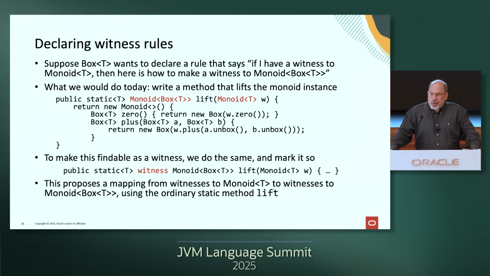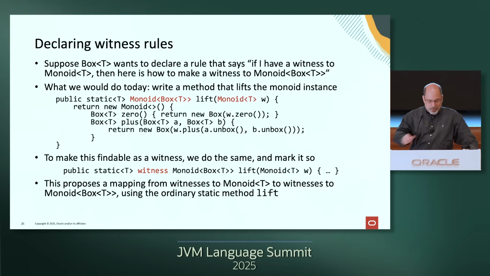And if you have a more complex witness, like I gave the example of wanting to derive a witness to Monoid of Box of T given a witness to Monoid of T, well, what would we do today? We'd write a simple method that lifts it. It takes the witness to Monoid of T, and it defines a new Monoid on Box of T, and what does it do? Well, the zero value is just put zero in a box. And the plus operation is unbox the values, plus them together with the monoid that you've been handed, and rebox the result, right? We write code like this, maybe not all the time. We should write code like this all the time. But we can write code like this today.